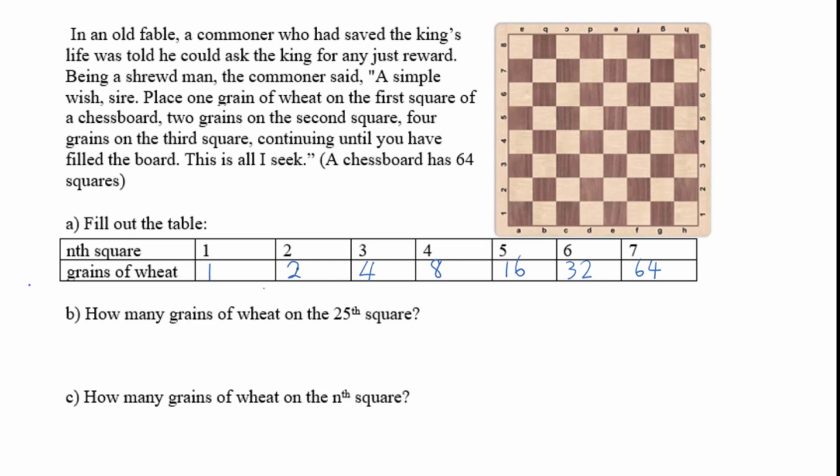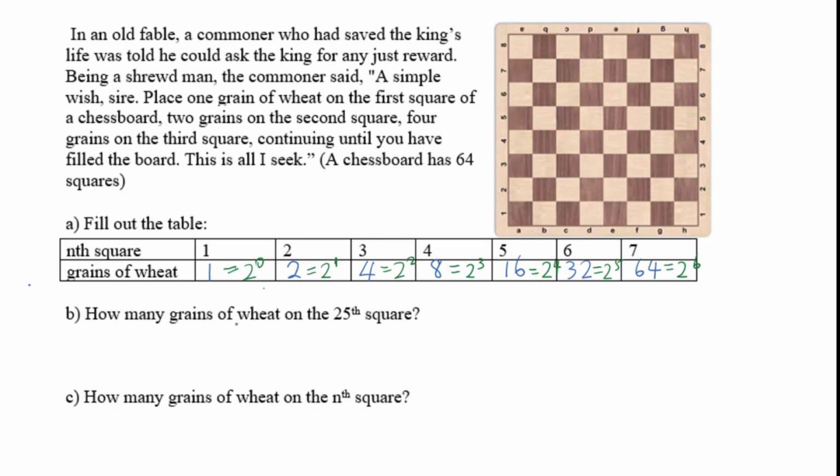Let's check the pattern. 1, we can write down 2 to the 0 power. For 2, we can write down 2 to the first power. 4, 2 to the second power. 8, 2 to the third power. 16, 2 to the fourth power. 32, 2 to the fifth power. 64, 2 to the sixth power.